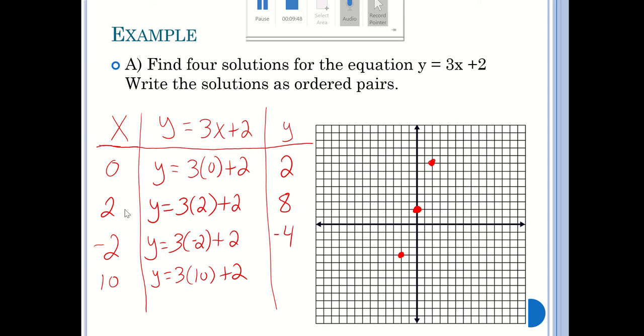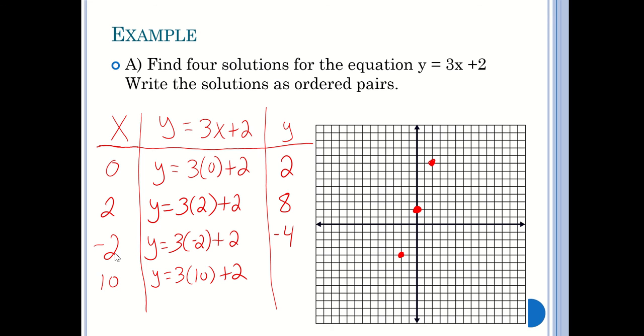Okay, next I chose x equals 2. Why did I choose x equals 2? I had to choose something. y equals 3 times 2, which is 6, plus 2 is 8. So I get the ordered pair (2, 8). And you'll see that plotted here to the right 2 and up 1, 2, 3, 4, 5, 6, 7, 8. There, that red dot where my cursor is, that is the point (2, 8).